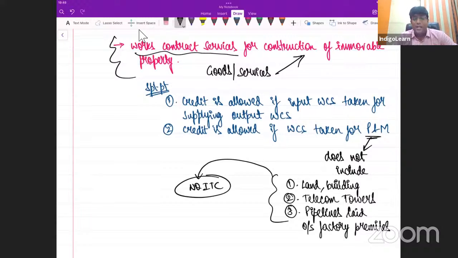That is a practical point. Some people are contesting on it, but it's not yet proven in the law. As per law, as on today, we can't take.